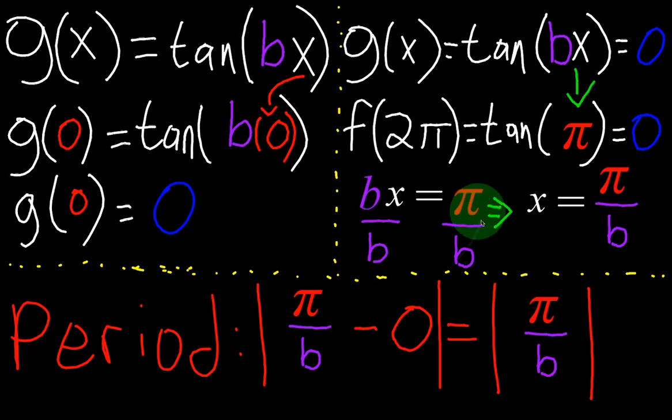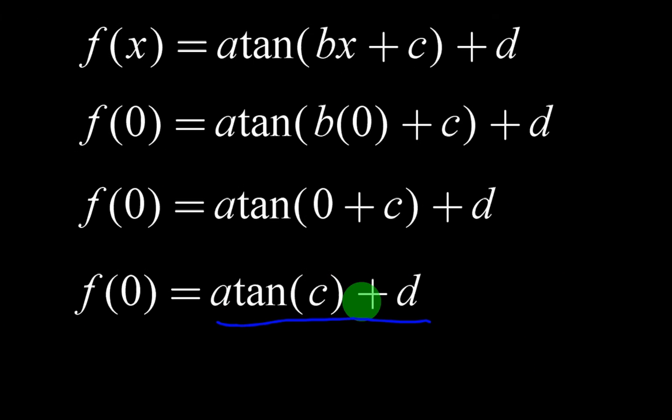So we will divide both sides by b, and we get x equals pi over b. The period is the distance between your second x value of pi over b and your first of 0, and that would give you a period of absolute value of pi over b. It's going to be the period for tangent every time.